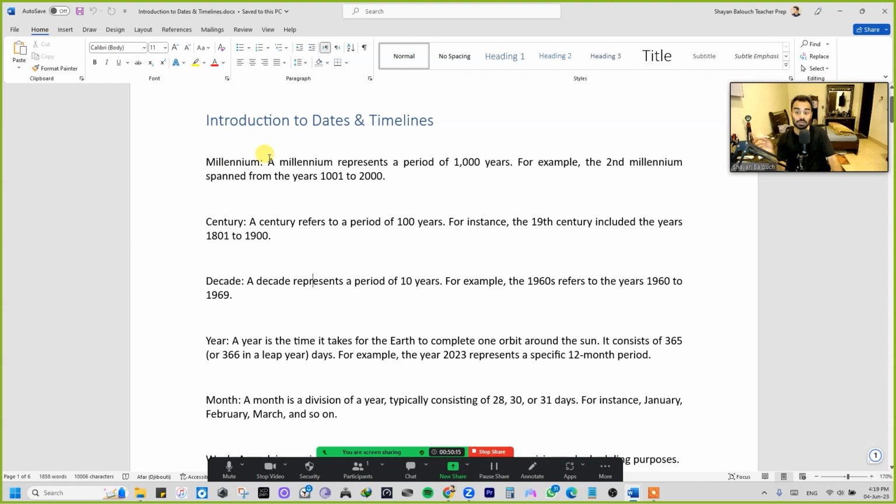Okay. Now when you say millennium, the millennium represents the period of 1,000 years. For example, the second millennium spans from the years 1001 to 2000. That's the second millennium. So can we say that we're in the third millennium?